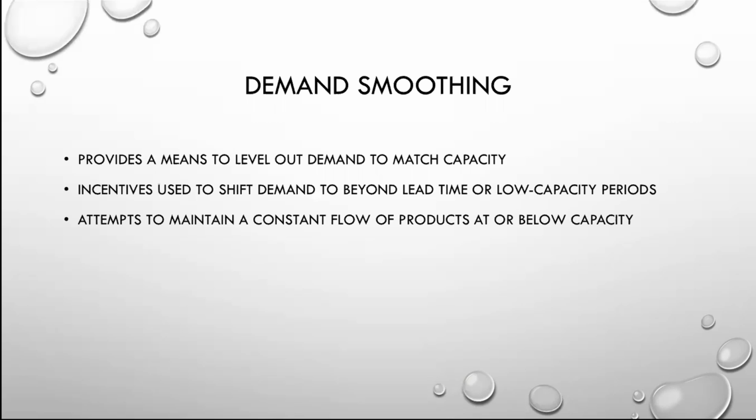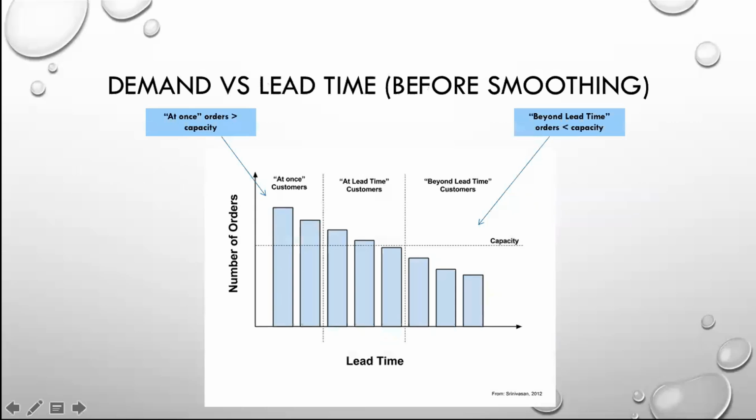Demand smoothing is a very good strategy that can be used to relieve pressure on your supply chain so that you can either address lead time or increase capacity. Usually when we deal with demand smoothing, we're looking at capacity. We're looking at where your demand is relative to capacity. So last week I introduced this chart here. So demand versus lead time.